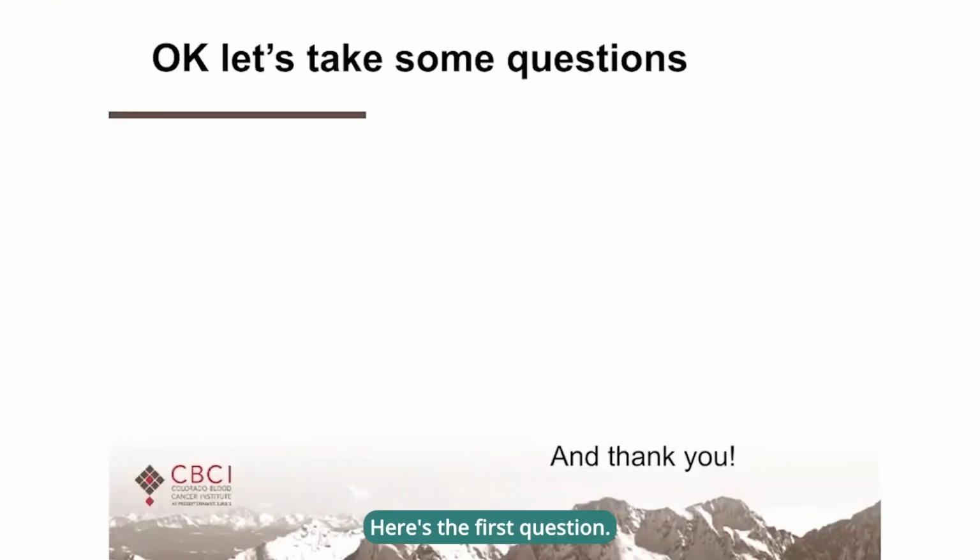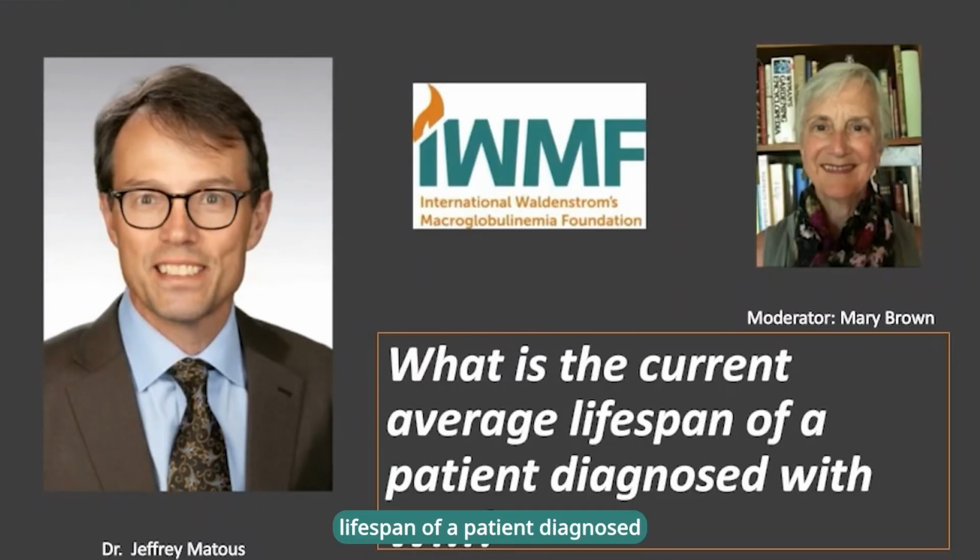Here's the first question. What is the current lifespan of a patient diagnosed with WM, the average? Again, it's a pretty common question, and what I tell my patients is we can guesstimate it based on some of those prognostic factors that we look at, but I usually tell my patients it's measured in decades, the average lifespan. And I truly believe that.